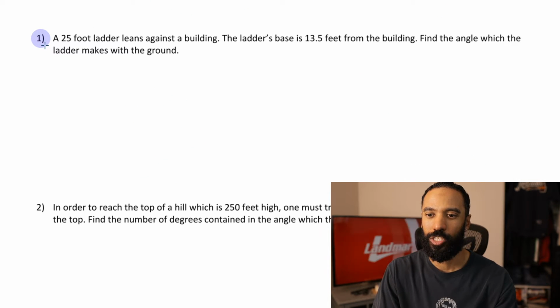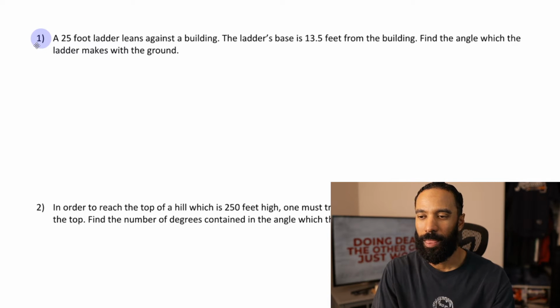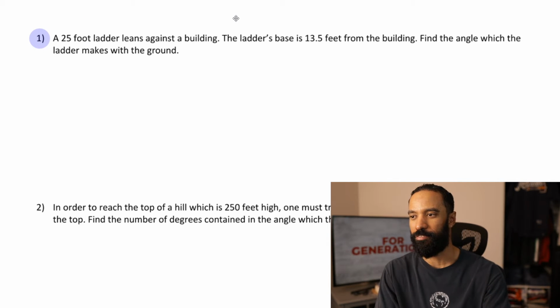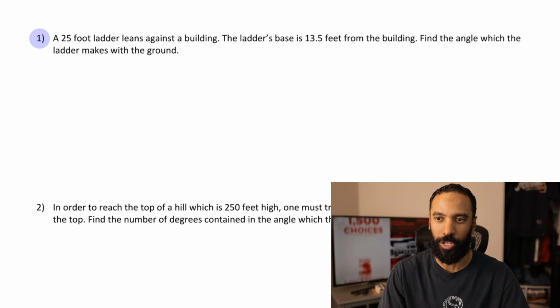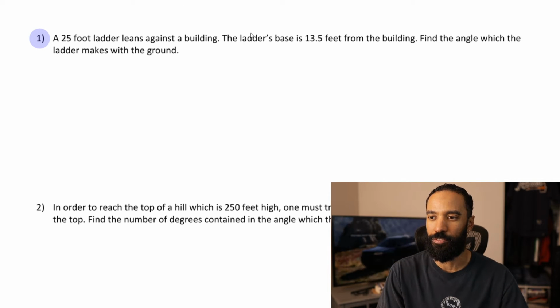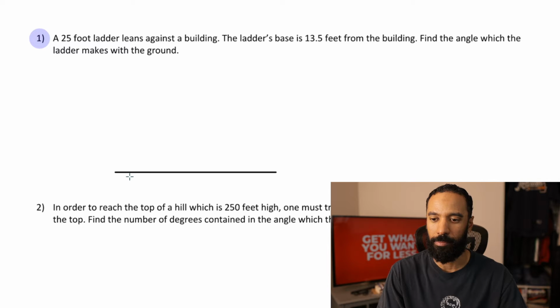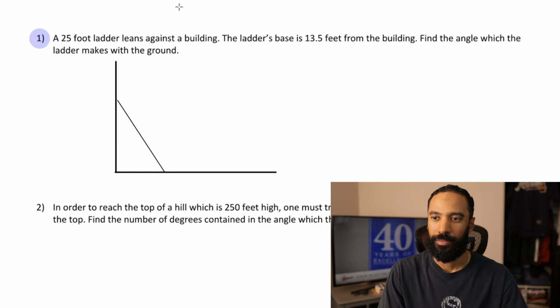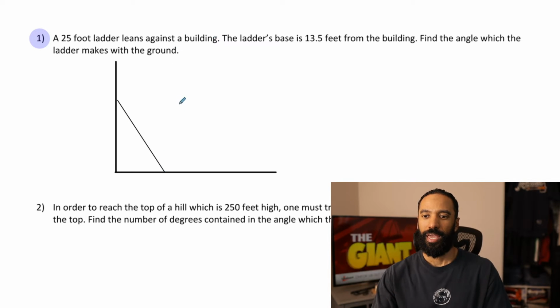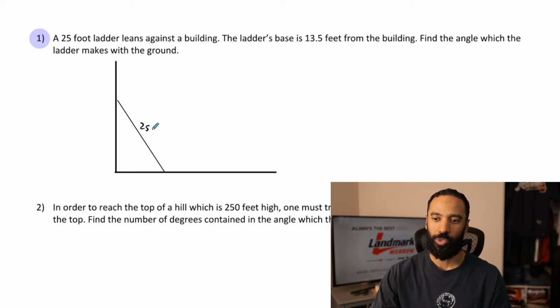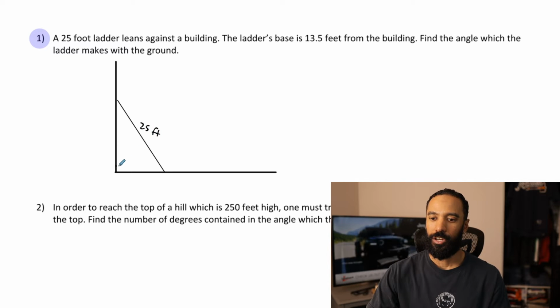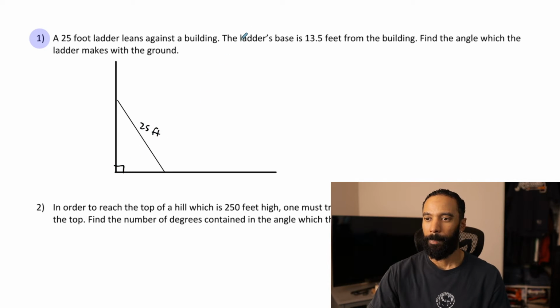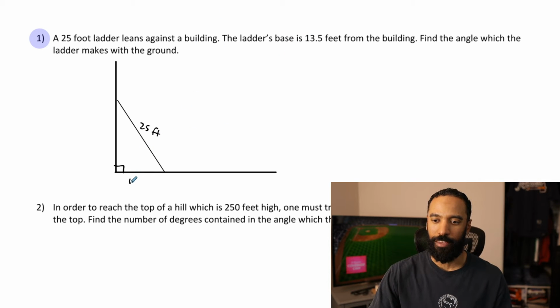A 25-foot ladder leans against a building. The ladder's base is 13.5 feet from the building. Find the angle which the ladder makes with the ground. So if you just came off the previous video, hopefully you know what I'm doing with these word problems. I have ground, and I have a building right here, and then I have a ladder. So there's my ladder. It's a 25-foot ladder. Here's the right angle of the ground with the building, and the ladder's base is 13.5 feet away from the building. That's this length.